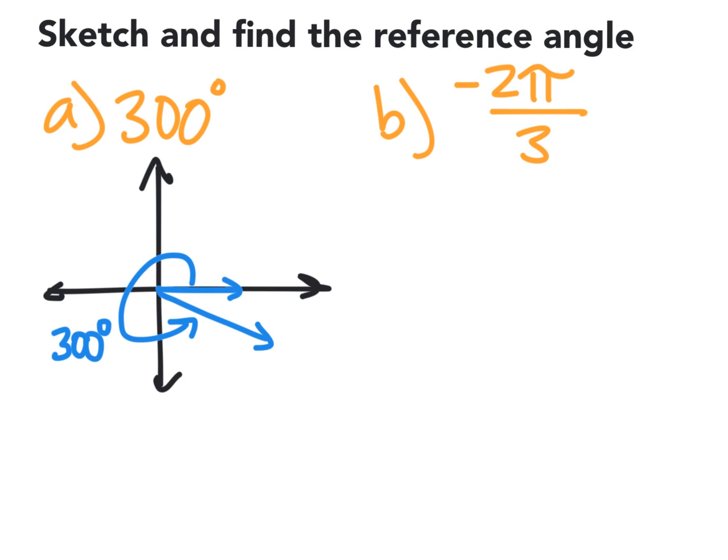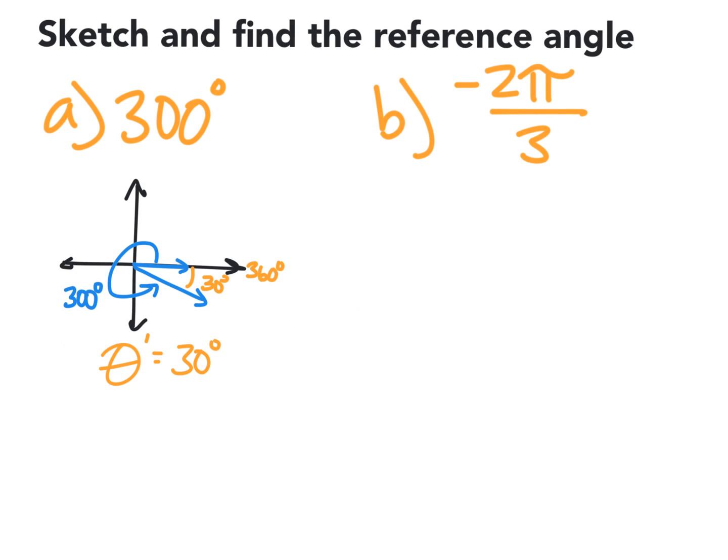Now, in our heads, we need to be thinking, well, if we went all the way around, this would be 360 degrees. So what angle do I need to get back to that x-axis? Well, that would just be another 30 degrees. So my reference angle is 30 degrees.